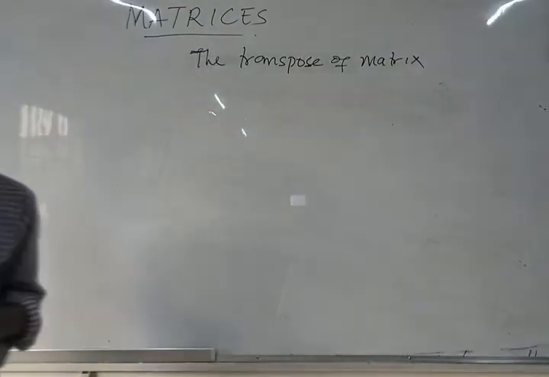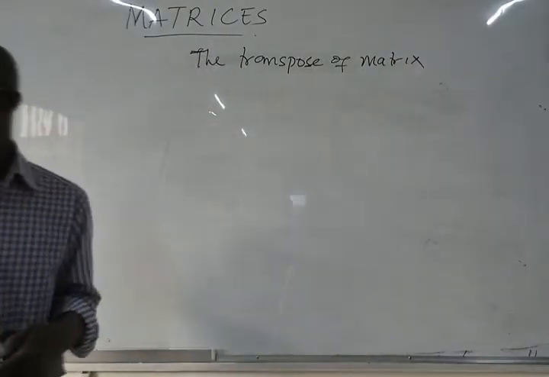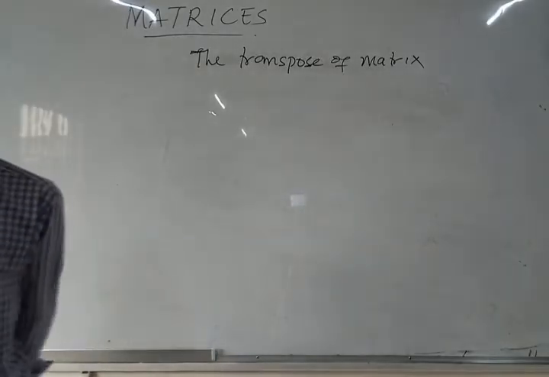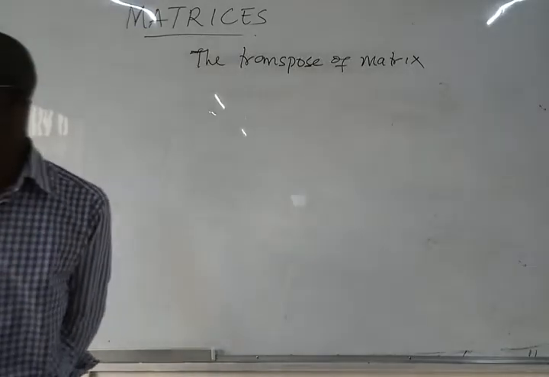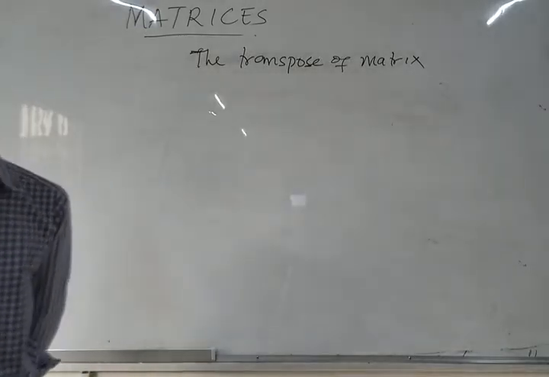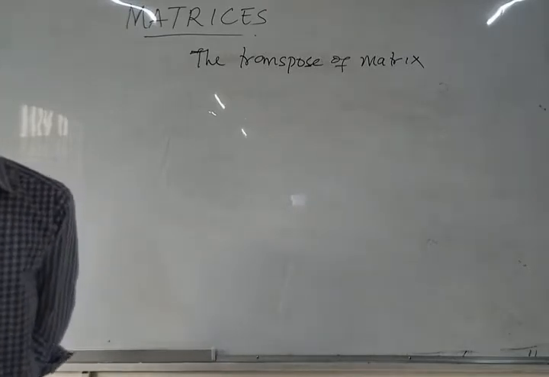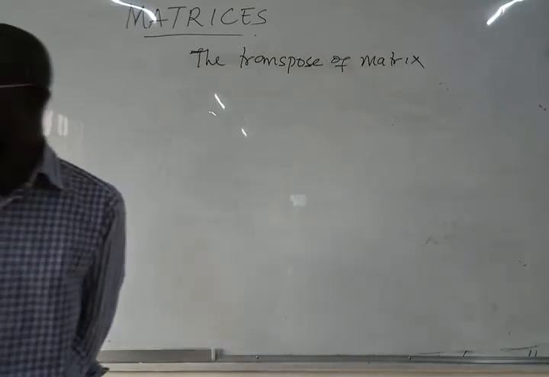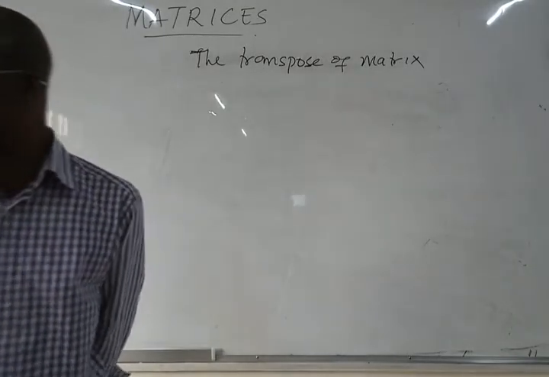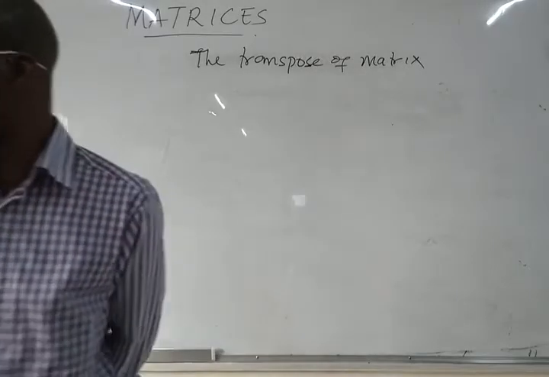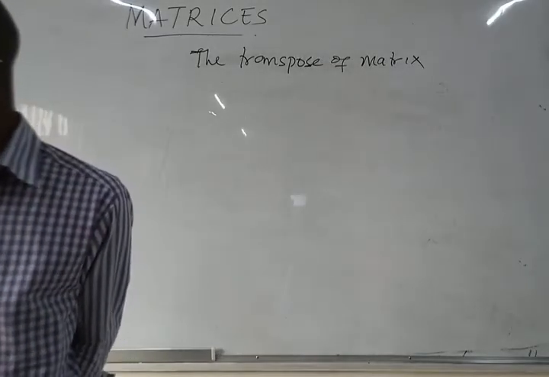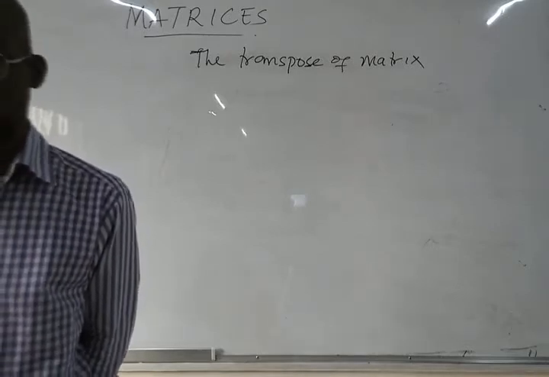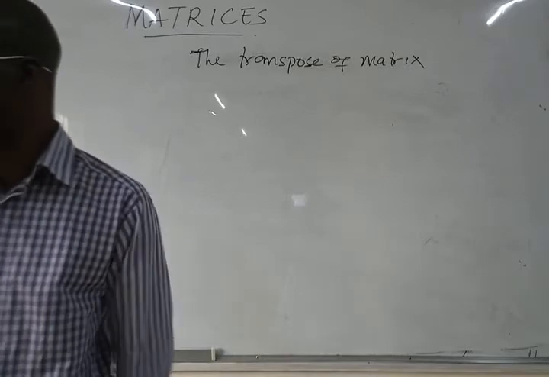Transpose of a matrix. The transpose of a matrix A is a matrix where the rows of A become the columns of the new matrix and the columns of A become its rows. That is, the rows of matrix A become the columns, and the columns of A become its rows.